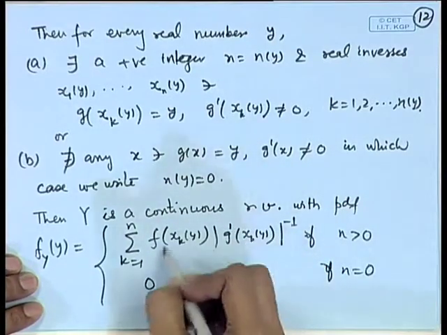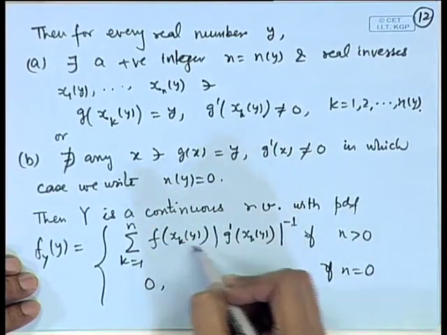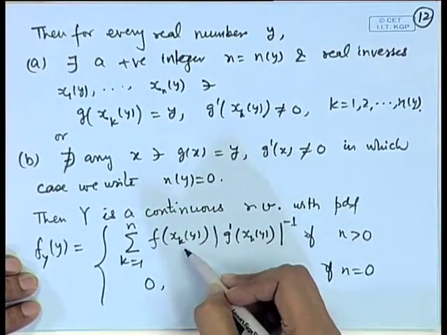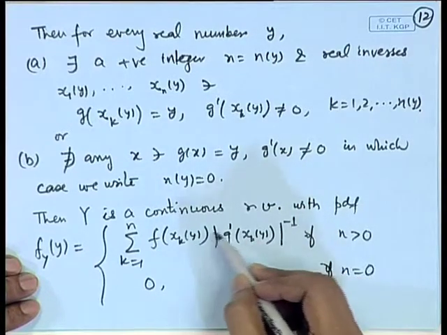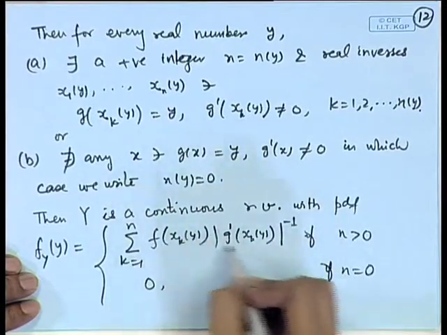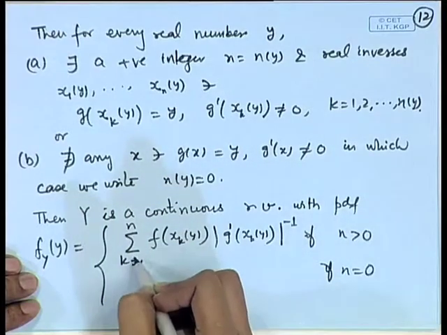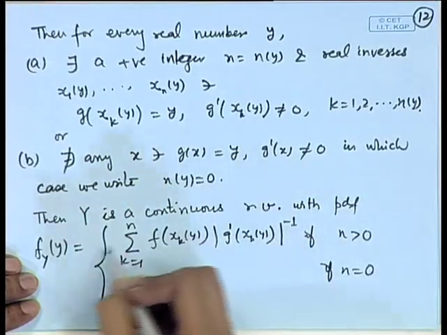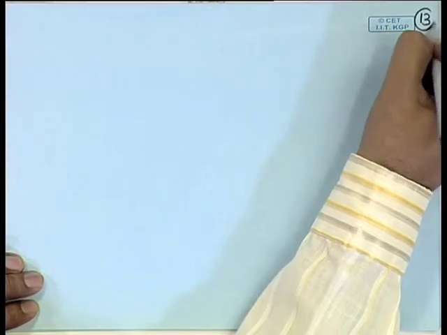So, the idea is that we consider n separate regions of the domain such that each region maps to the range of g, calculate the density in each area and sum over all such areas. That gives the density function of y. So, let us look at application of this. I am skipping the proof of this theorem.